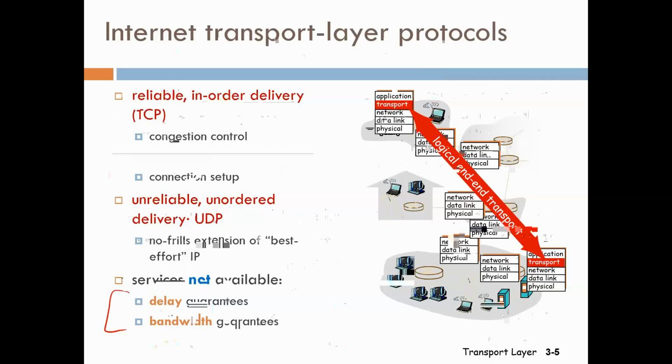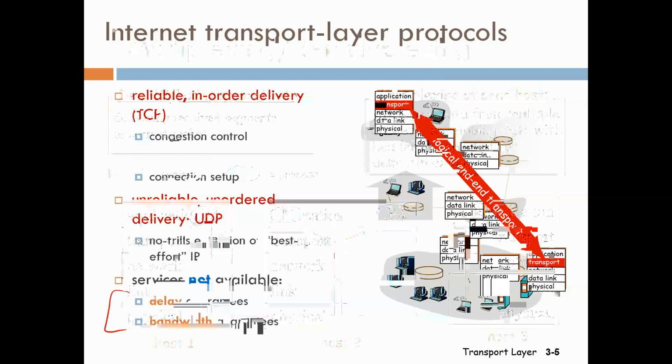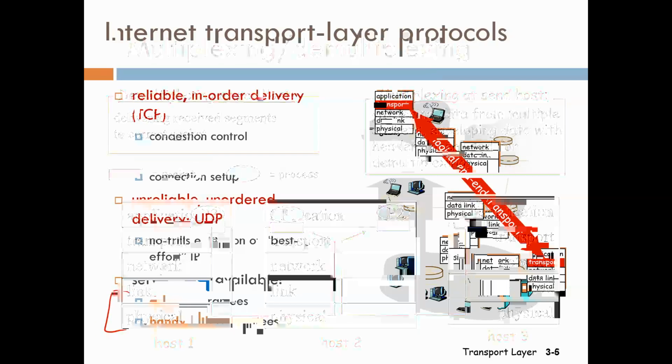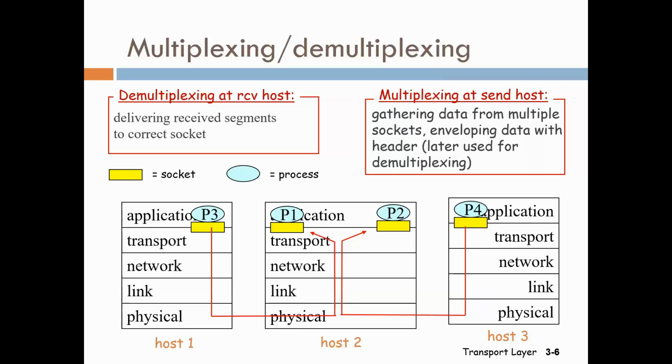So TCP is the full protocol, UDP is the empty protocol. Both of them actually have to support the service or the functionality of multiplexing and demultiplexing. When we were discussing the protocol stack, we said that the primary job of the transport layer is to actually give the right piece of data or the right message to the right application process that needs it.